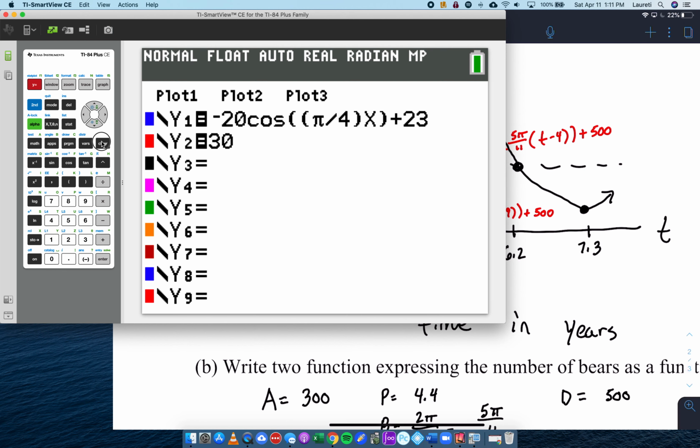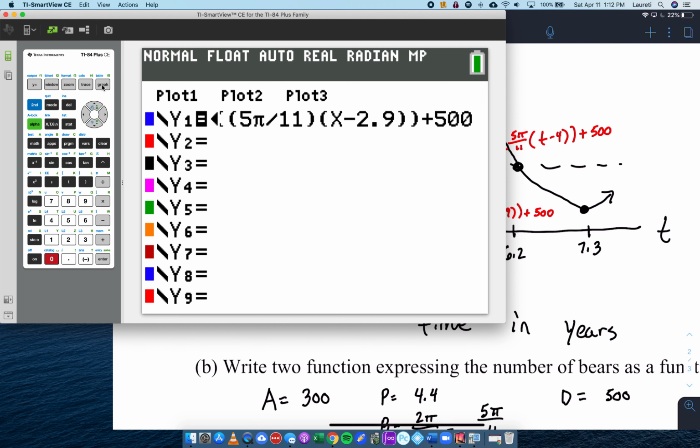So let's get rid of those. I have negative 300 cosine, and I'm going to put a fraction, so I got 5 pi over 11, and then x minus 2.9, close that, plus 500.